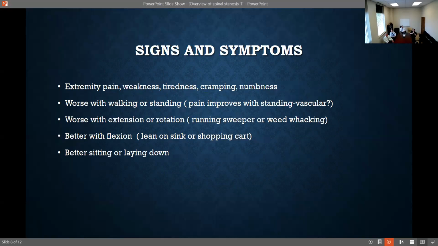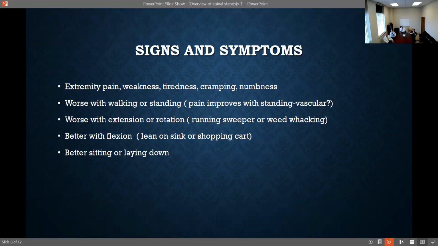Oftentimes, they'll complain of numb feelings, and calf cramping is very common. So that's why it's important to have always in your mind how I divide this from vascular problems to neurogenic problems.